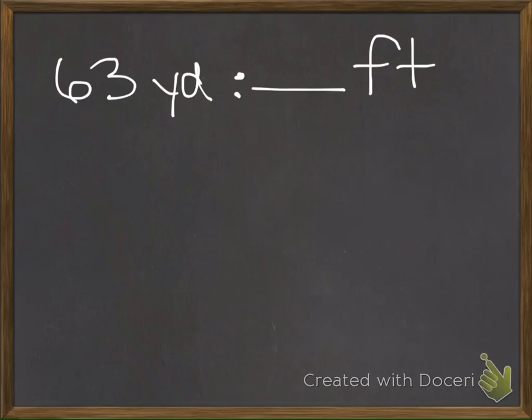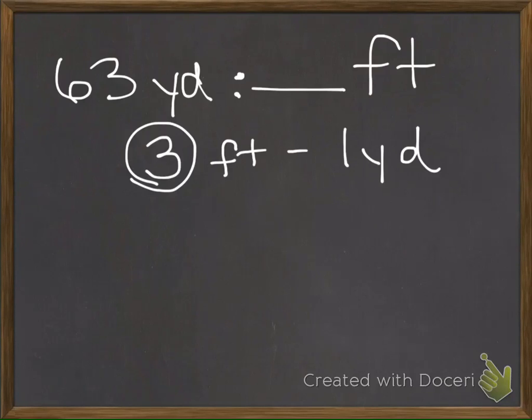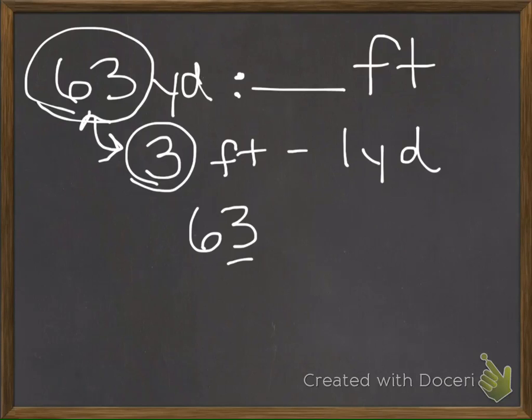Between yards and feet, what is the conversion factor? Your conversion factor is 3, because there's 3 feet in 1 yard. Now we have to decide what we are going to do with these two numbers, 63 and 3. Are we going to multiply them or divide them? You say multiply because it's a larger unit to a smaller unit, and that's correct. So 63 yards times 3 feet a yard would give us the total amount of feet.